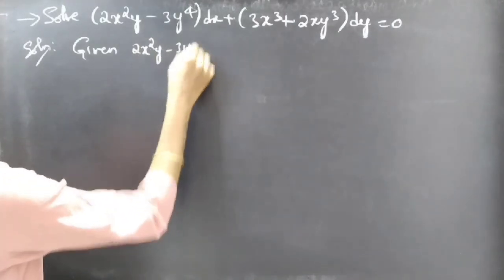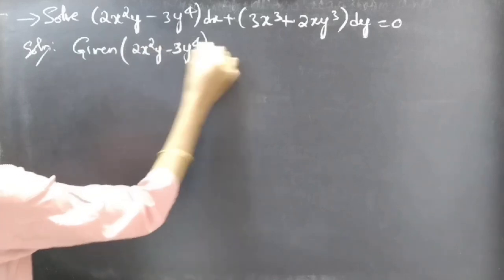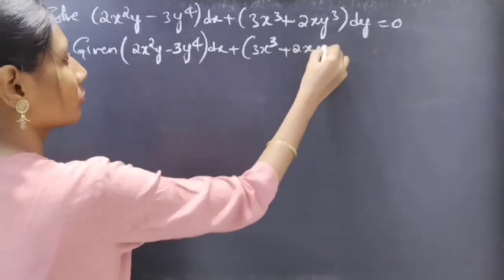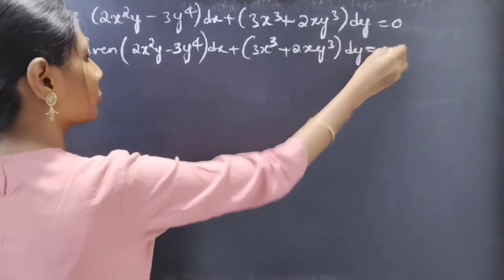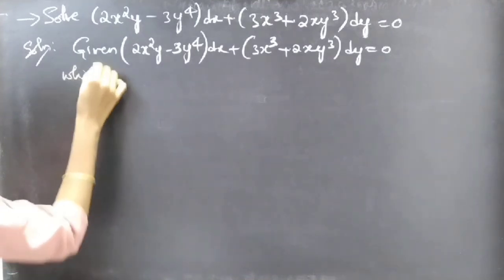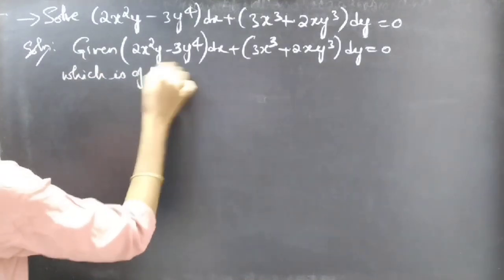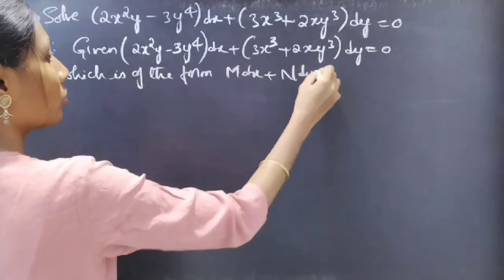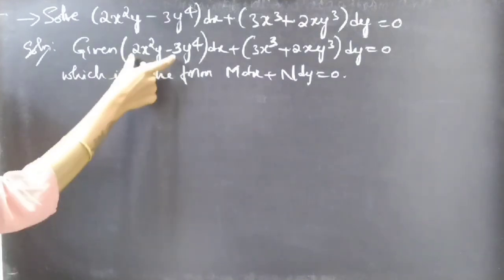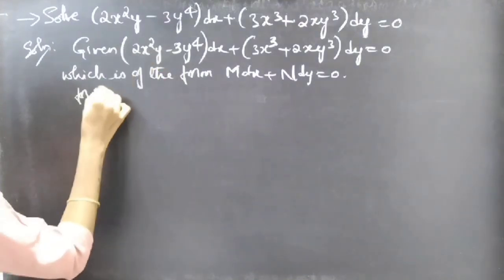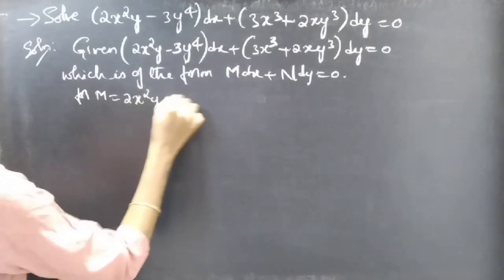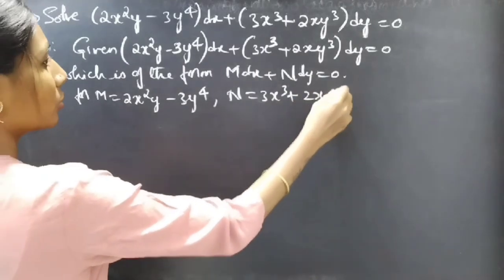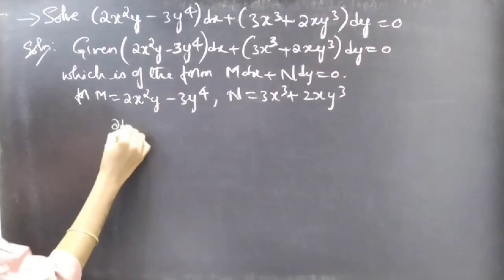Given equation, which is of the form M dx + N dy = 0, right? For M = 2x² y − 3y⁴ and N = 3x³ + 2xy³. So here we need to find whether it's exact or not.